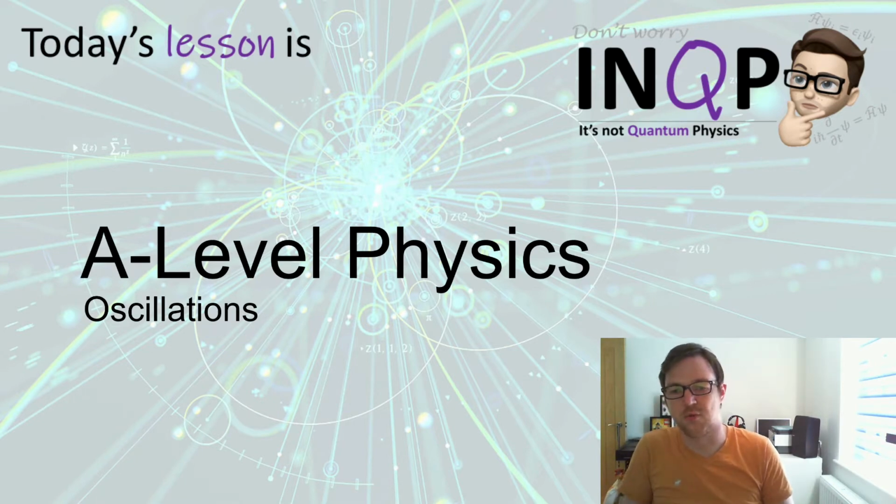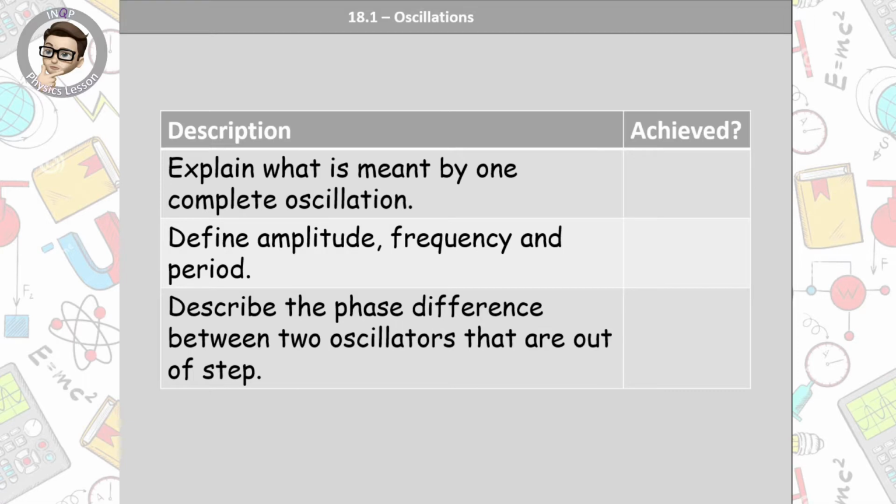Today we're going to be talking about oscillations and we're starting the simple harmonic motion topic. Okay, so we've got three different objectives for this lesson. We need to be able to explain what's meant by one complete oscillation. We need to be able to define amplitude, frequency and period of simple harmonic motion and describe the phase difference between two oscillators that are out of step, and we'll get to that towards the end of the lesson.